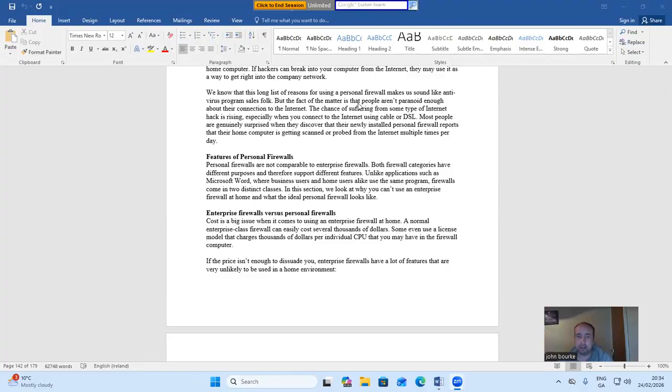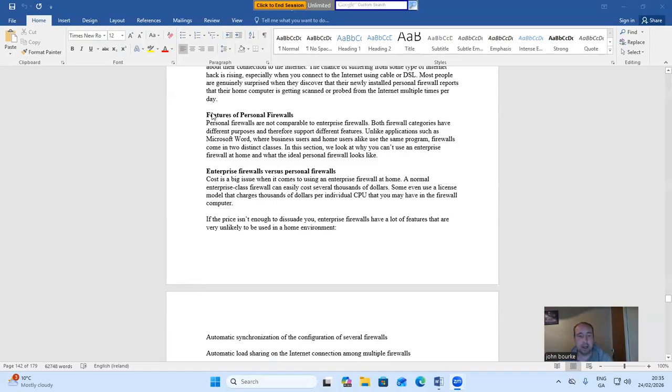But the fact of the matter is that people aren't paranoid enough about their connection to the internet. The chance of suffering from some type of internet hack is rising, especially when you connect to the internet using cable or DSL. Most people are genuinely surprised when they discover that their newly installed personal firewall reports that their home computer is getting scanned or probed from the internet multiple times per day.